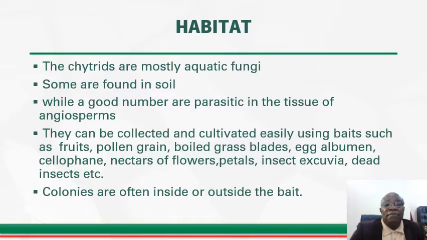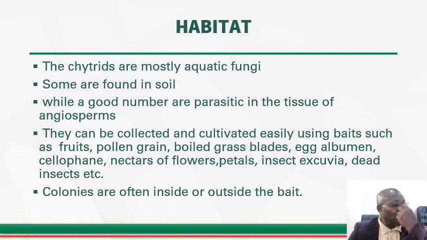So where are they found? Chytrids are mostly aquatic fungi, but some of them can be found in soil, particularly where the soil is wet. Many members are parasitic, particularly on angiosperms, the higher plants. They can be collected and cultivated easily using bait.